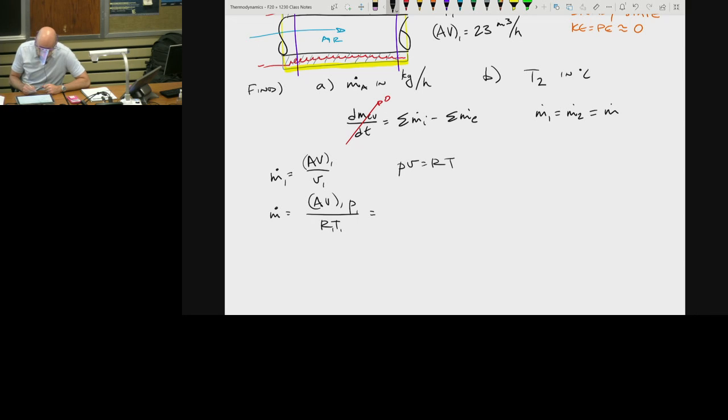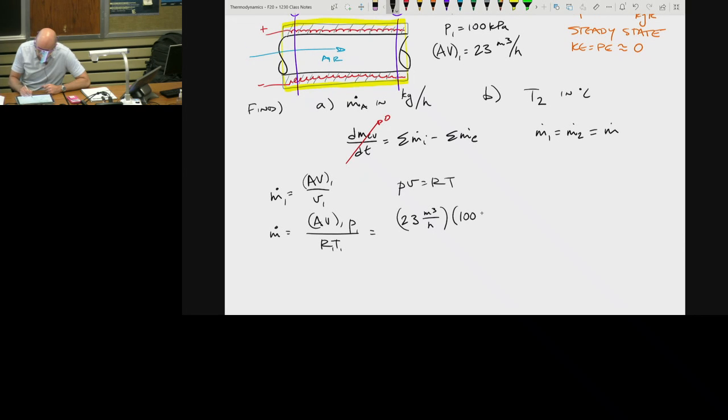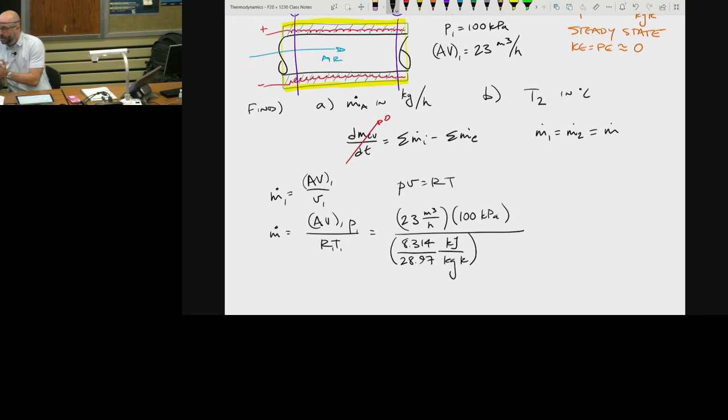Okay, so what's our answer here? We're going to put in 23 meters cubed per hour. Our pressure here is 100 kilopascals. Our R value is 8.314 divided by the molecular weight, which is 28.97, and this gives me units of kilojoules per kilogram Kelvin. Again, I took R bar, which is in kilomoles, and I divided it by the molecular weight so I can get it into kilograms. If I was doing this in English units, I would have a different R bar.